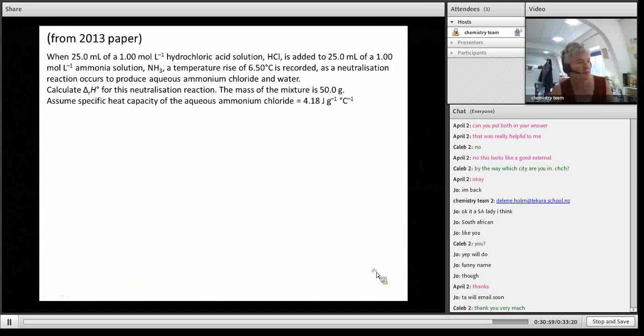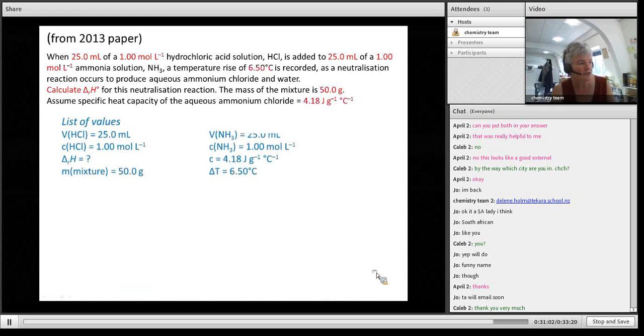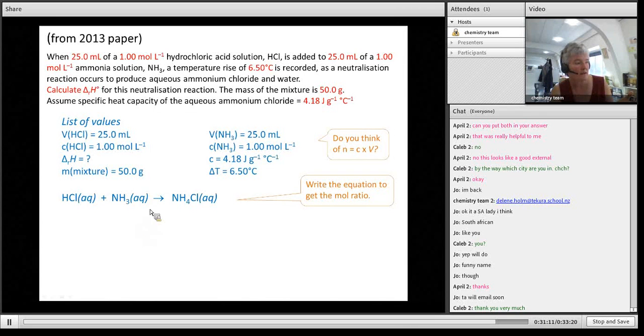Okay, and this was from 2013, highlighted, list your values. Now this is where we've mixed two solutions together. So what happens here is you have to combine the two solutions to get your mass of water. Okay, so I've got 25 mils, and 25 mils makes 50 milliliters. You're told to assume the specific heat capacity is 4.18, and you're actually told the mass of the mixture is 50.0, so you've put it together like that.